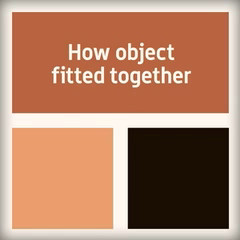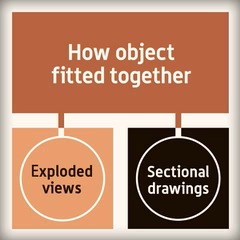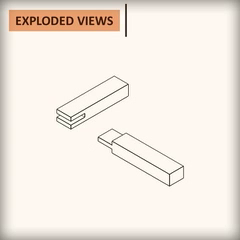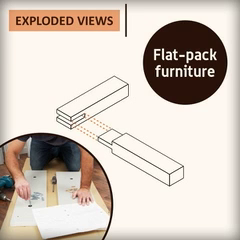What if you wanted to show how the object fitted together? Then you could use assembly drawing in exploded views and sectional drawings. Exploded views show separate parts of the object moved out as if it has been exploded, with dotted lines showing where it's attached. This is often used in the instructions for flat-pack furniture.